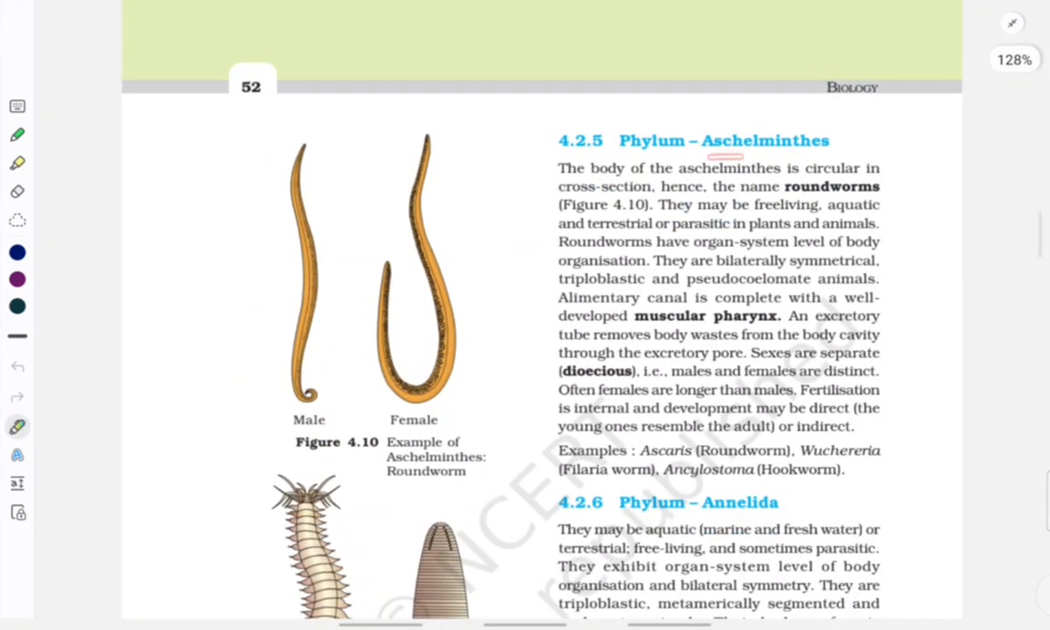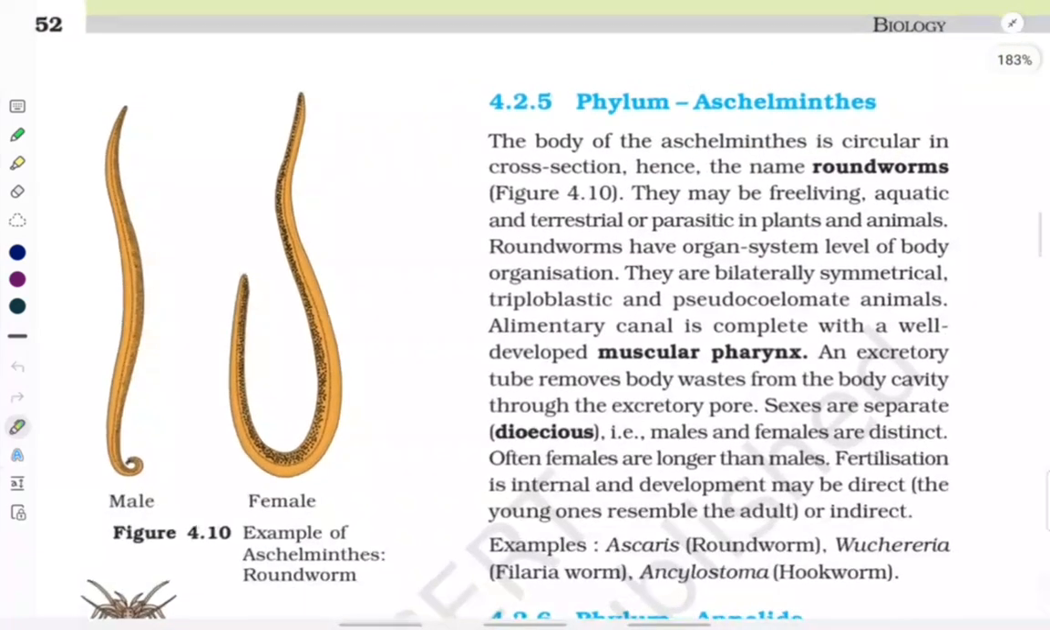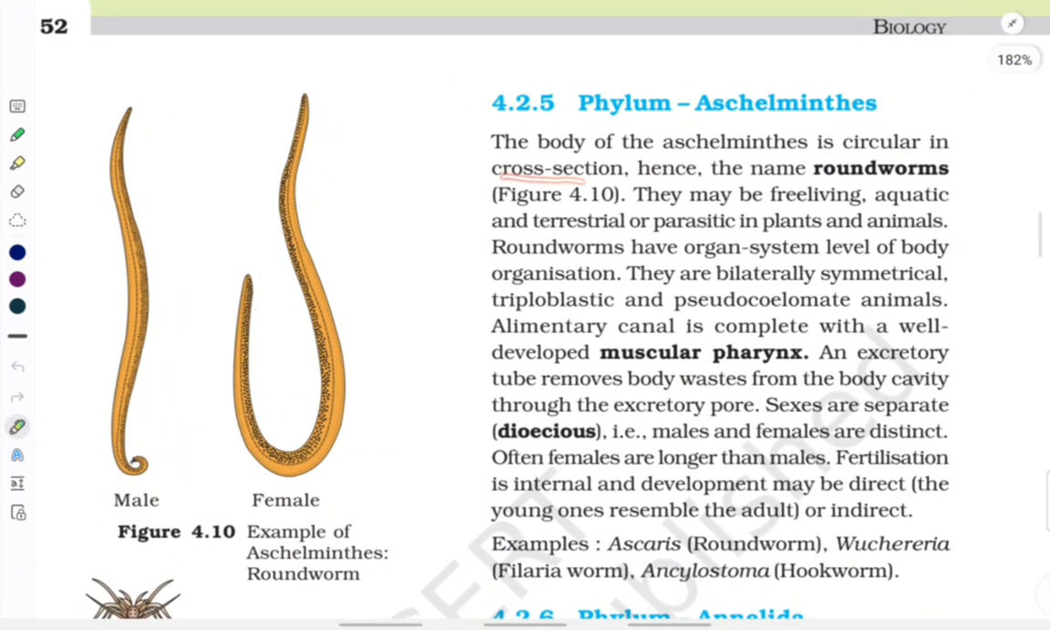Then we have phylum Aschelminthes. The body of Aschelminthes is circular in cross section, which means if I cut it from here, I will be able to see circular formations from the top. Hence the name roundworm. So therefore the name of this is roundworm.